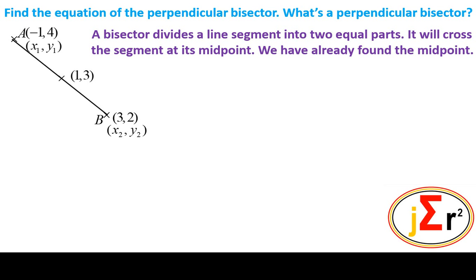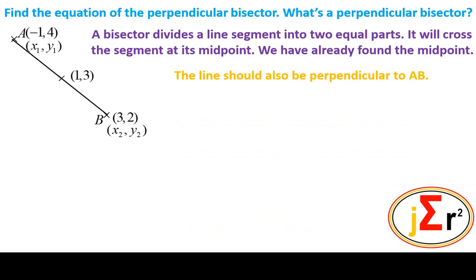We have already found the midpoint because it is required to bisect A and B. Then it will pass through the point which is halfway between A and B. And we have found the midpoint of the segment AB already to be 1, 3. So the first part is done. We have the point through which the line passes already.